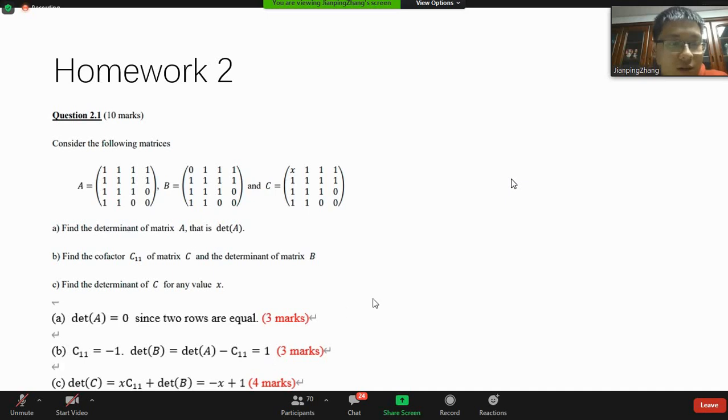And the third question is to find the determinant of C for any value x. You compare B and C, and C has an x value on the first element. So the determinant of C is the determinant of B plus x multiplied by the cofactor of C11. So the result is 1 minus x.